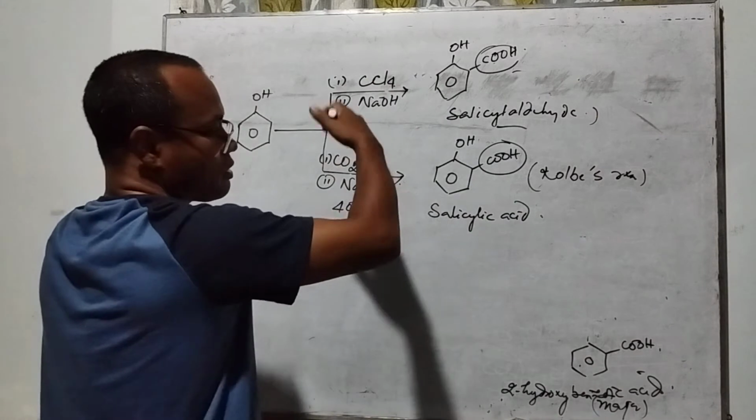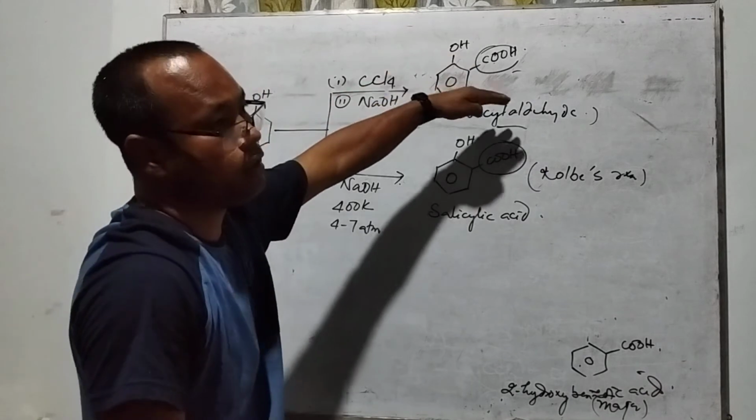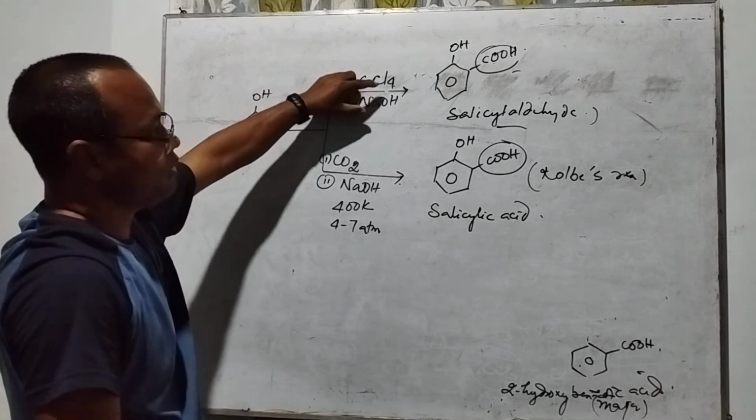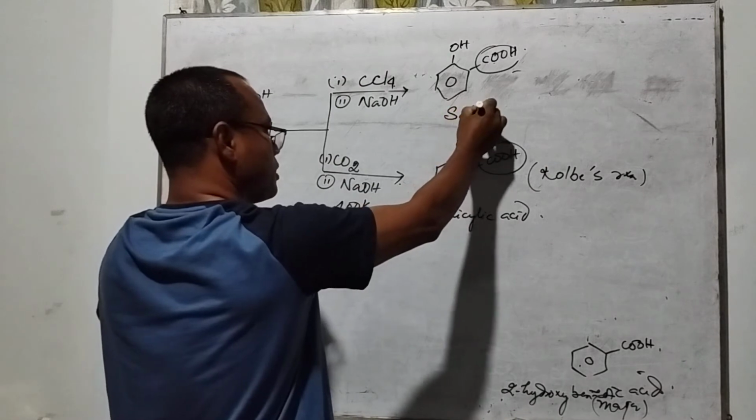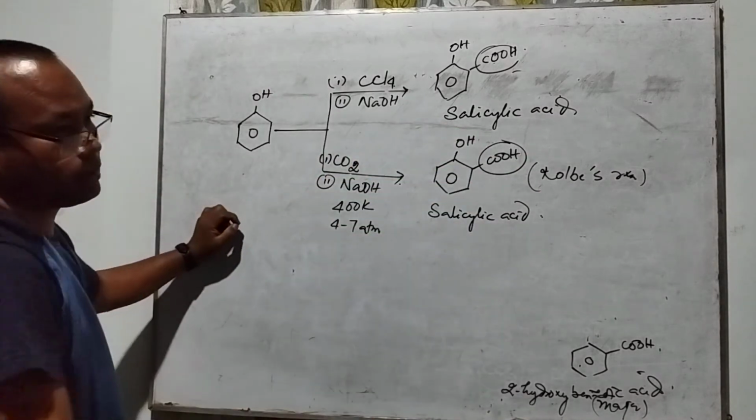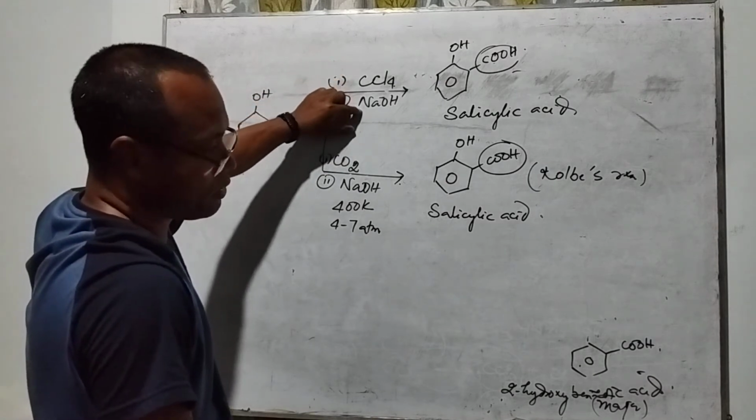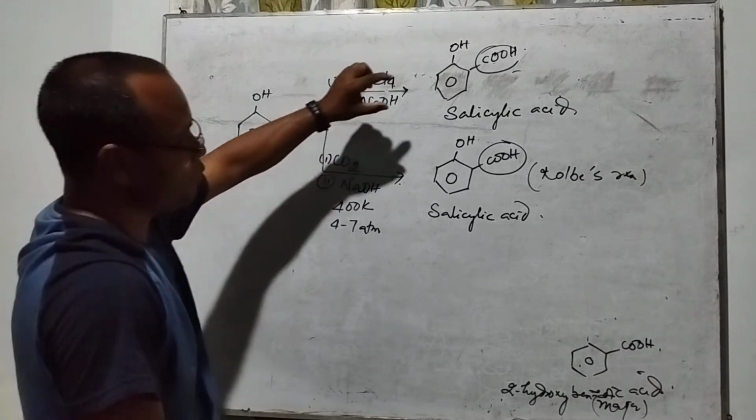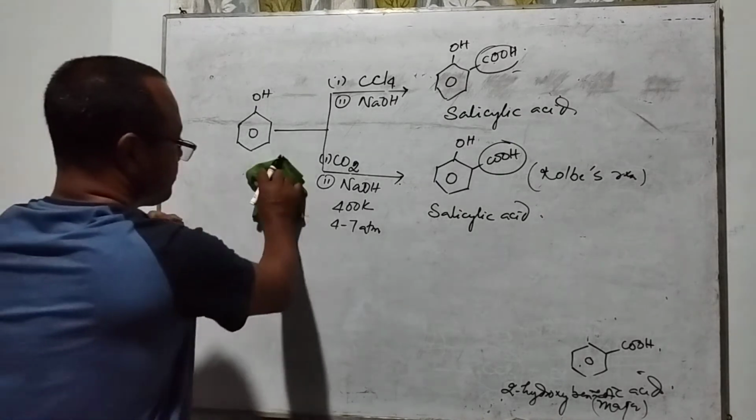But here the name is not the Reimer Tiemann reaction. The name of the reaction when chloroform is used is the Reimer Tiemann reaction. But if chloroform is replaced by carbon tetrachloride, the product is not salicylaldehyde. What product will form? That is salicylic acid. Now we have two different reagents here. One reagent is carbon tetrachloride in presence of sodium hydroxide. Another is carbon dioxide in presence of sodium hydroxide. So we get the same product here. Don't forget.